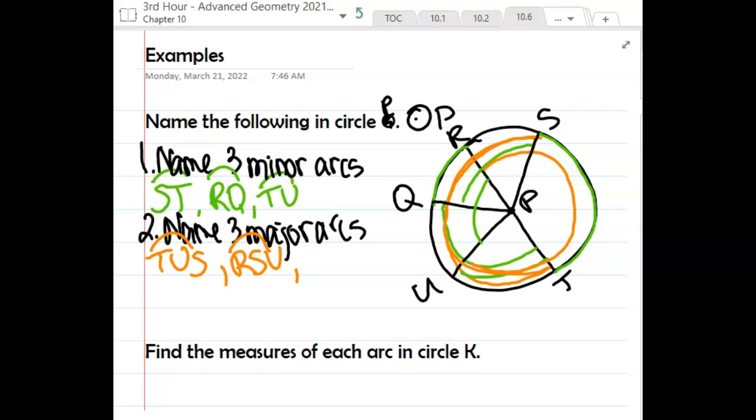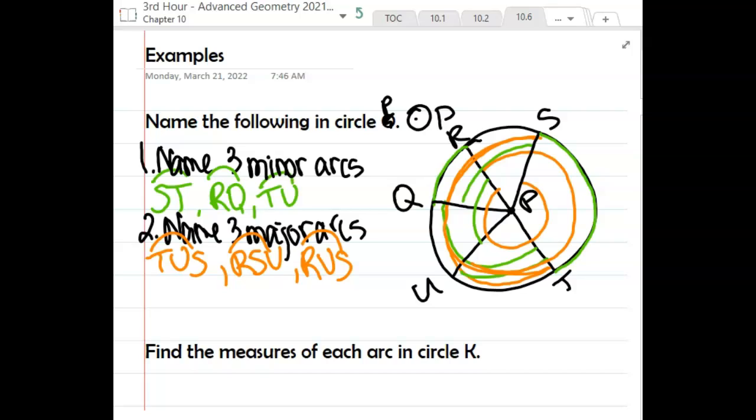Like a huge one, like almost the whole circle. R-U-S. Almost all the way around the circle. Very good. Totally different options there. When you're on your homework, just name 3 of them, but try to name 3 totally different arcs, not just the same arc named different ways.